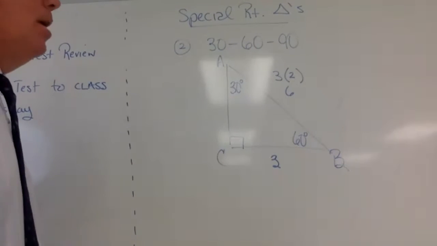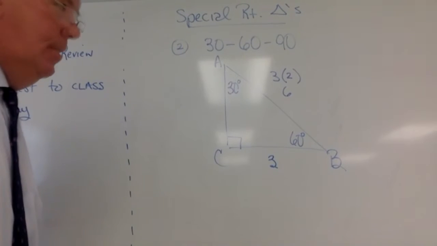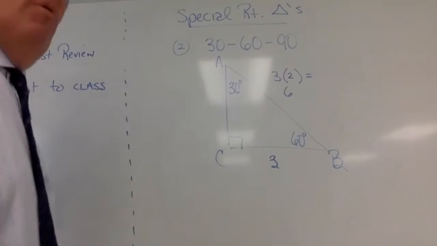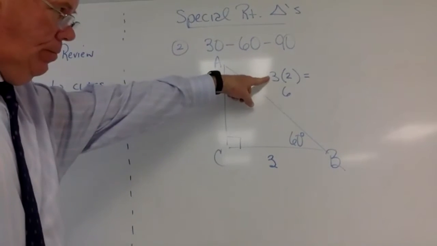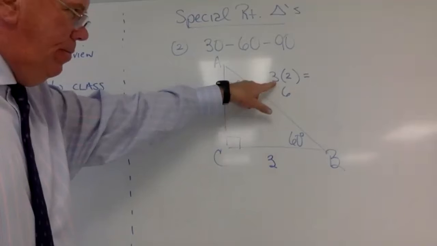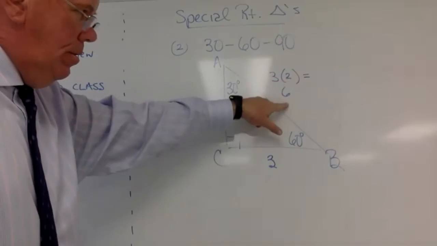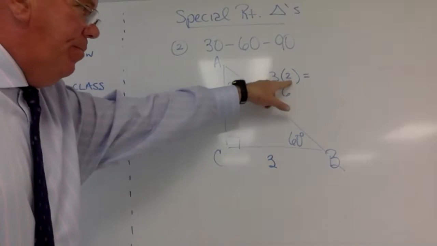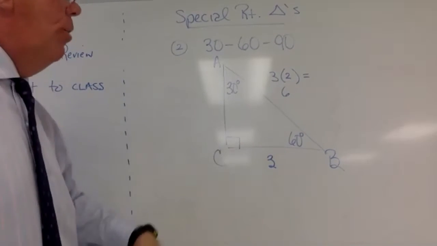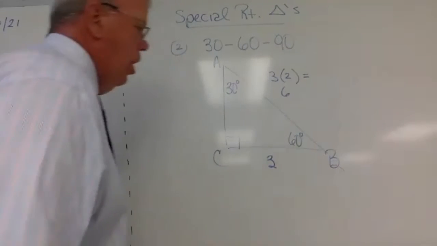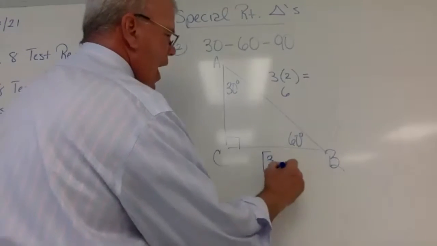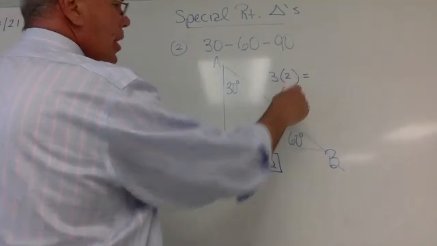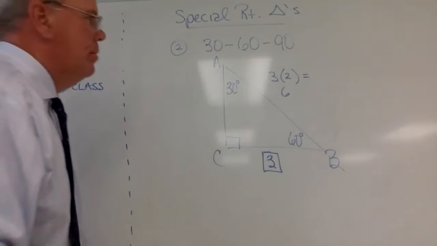Somebody tell me the rule. What's the rule? What did I do to the shortest side? Come on. I multiplied it by 2, not the square root. That's in parentheses. So when you know the shortest side in a 30, 60, 90, the hypotenuse is simply 2 times. Got it?